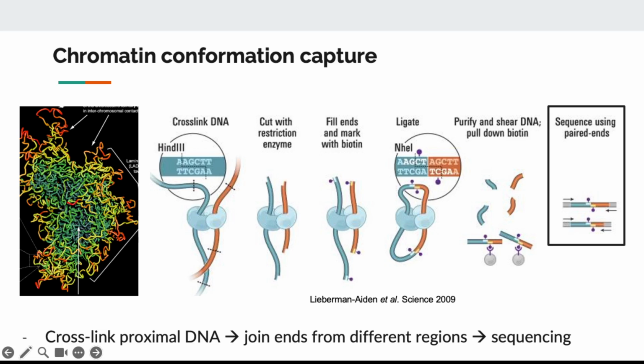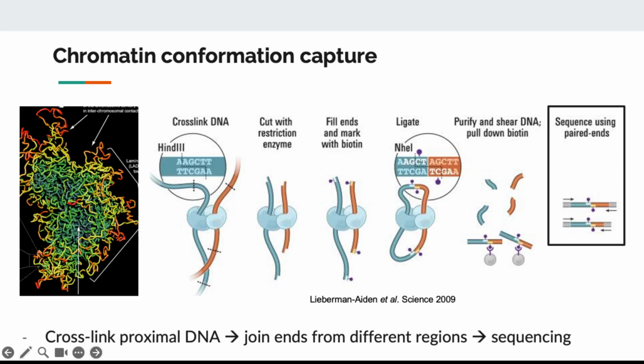The idea is when two parts of the chromosome come together in three-dimensional space, in 3D, if we introduce a cross-link, a chemical molecule that locks this into place, then we digest the DNA, then we induce them to form a loop, ligate them into a loop, and we cut them again. We're going to generate a hybrid product, where one end of the DNA comes from one chromosome, and the other end of the fragment comes from a different chromosome. But these two sections of the chromosome appear to be close in 3D.